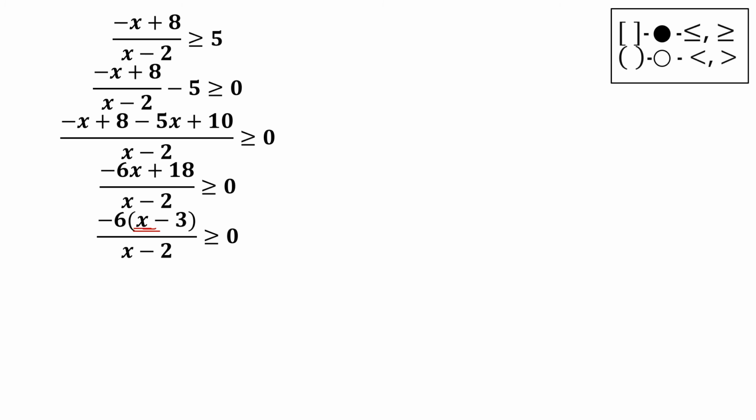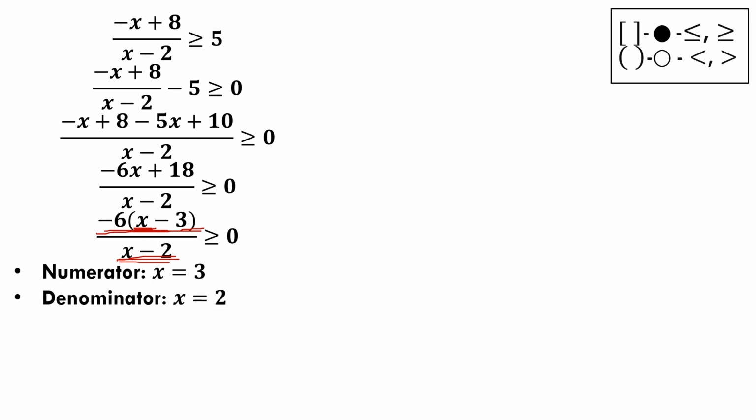Okay, that will make this numerator equal to 0. Okay, negative 6 times this. Paano siya maging 0? So, ang x dapat dito is, okay, so x should be positive 3. And for the denominator, para maging 0 itong denominator, so x minus 2 equals 0. So, x should be positive 2. Okay, so numerator is x equals 3 and denominator is x equals 2.